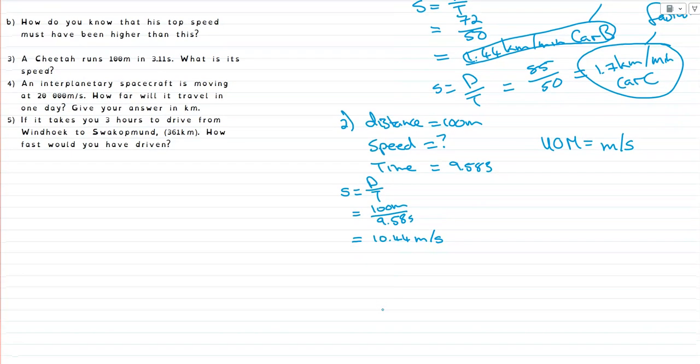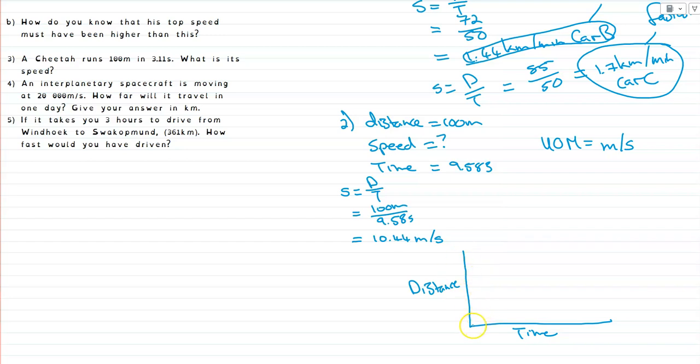Question number 2b. It asks, how do you know that his top speed must have been higher than this? Now, this is when you have to think practically about it. When you run, let's make it a time distance graph. So this is time and this is distance. We might not be able to finish all the questions in this one video, so I'll make another video for you guys, and it will be in the comment section or in the description section.